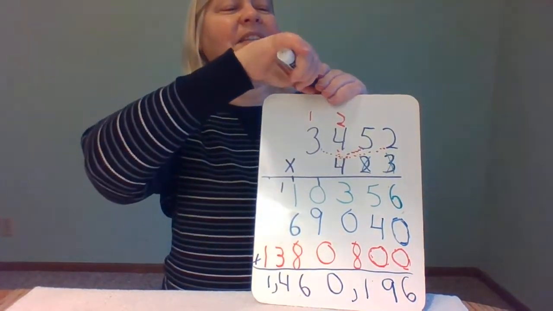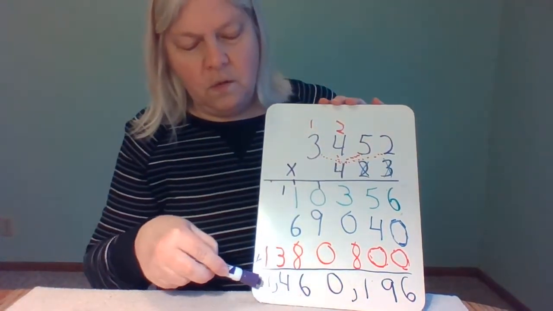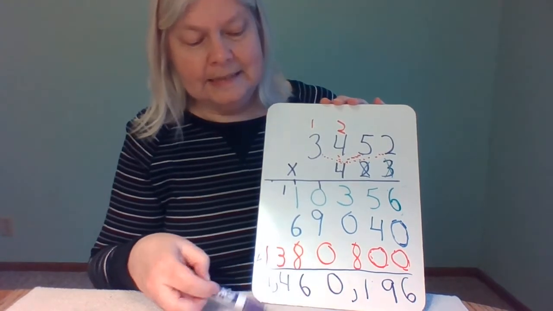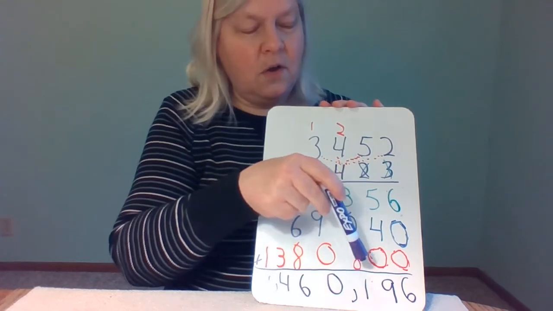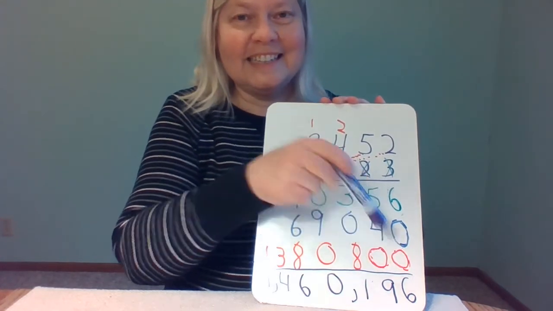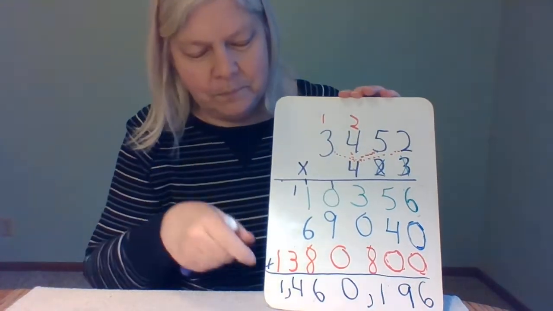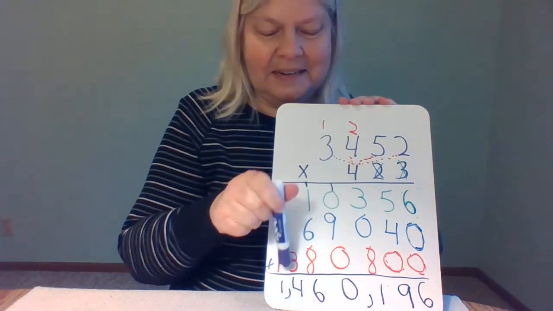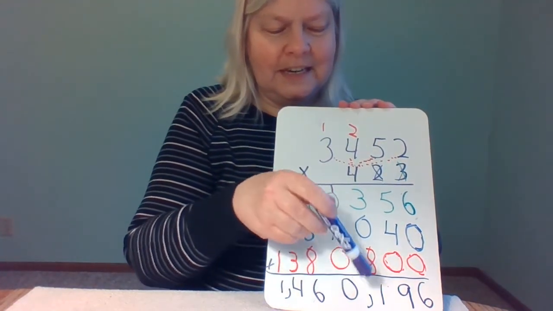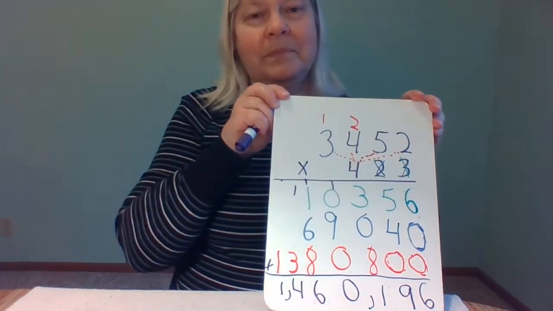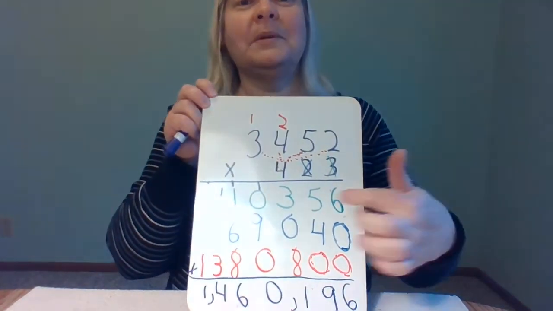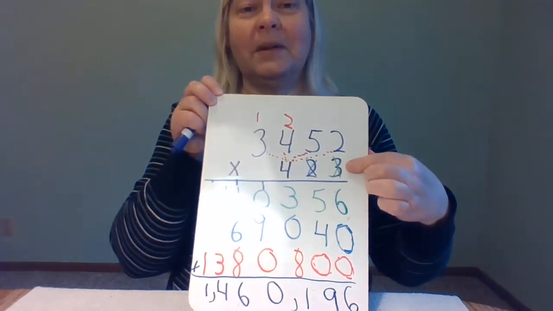Let's say this number together. 1,460,196. Let's say that again, just for fun. 1,460,196. You can get into some pretty big numbers when you're multiplying by a 3-digit multiplier.